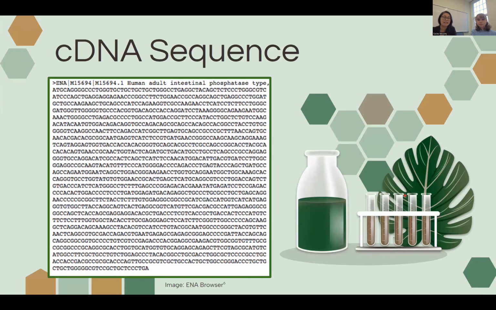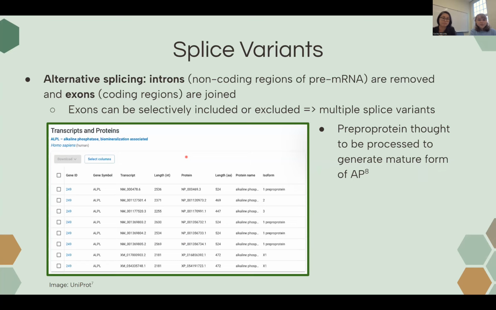So as we know, DNA is the template for all things in cells. Specifically, this is a picture of adult human intestinal alkaline phosphatase, and it is comprised of 1,587 nucleotides. Multiple splice variants of this enzyme also exist. They're created through alternative splicing and the selective inclusion and exclusion of exons, or coding regions, of pre-mRNA. So this is a depiction of the multiple splice variants.